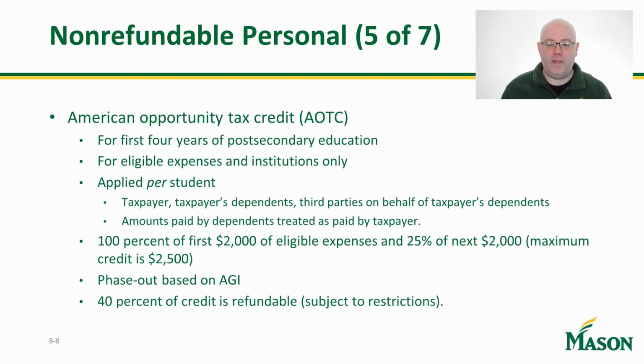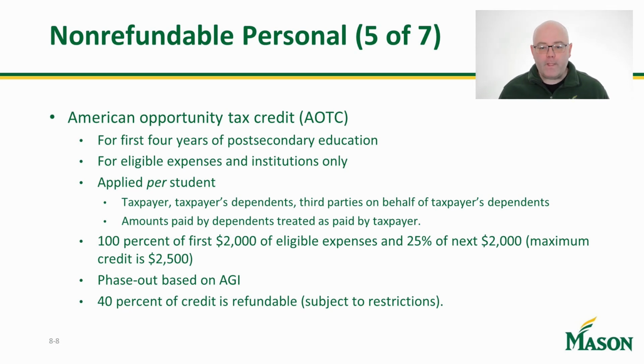It's taxpayers, taxpayer dependents, third parties on behalf of taxpayers, dependents, amounts paid by dependents treated as paid by taxpayers. So if you have a client and they claim the child on their tax returns, and the child goes ahead and pays the tuition and fees, it's deemed that the parent actually went ahead and paid that because the parents are actually solely responsible for those individuals. This is one of the few times where cash doesn't necessarily flow to who actually cuts the check. It's actually going to be dependent upon who claims who as a dependent. So if they claim themselves, they get to take it.